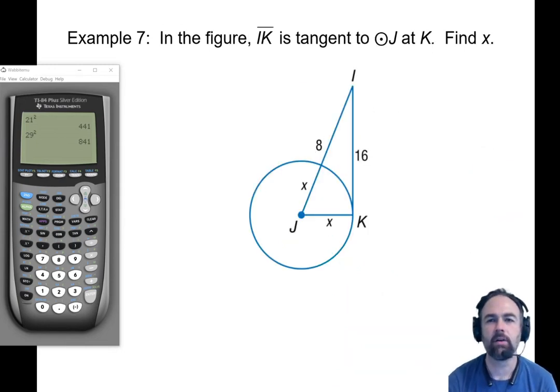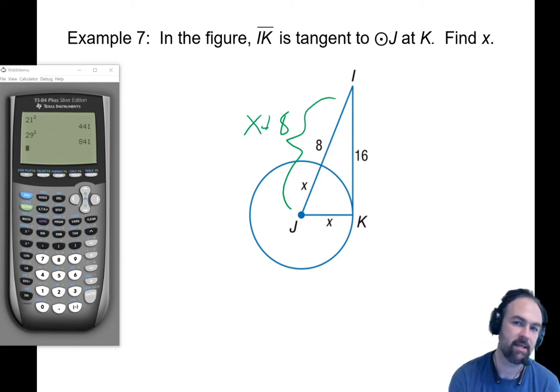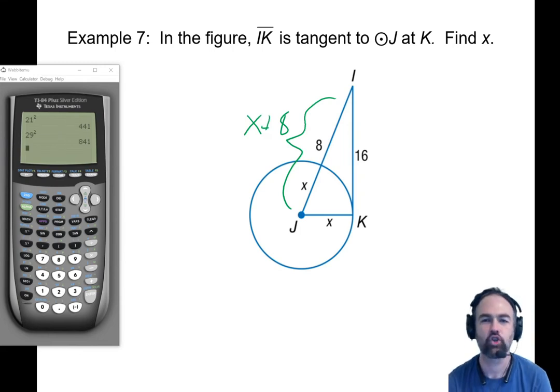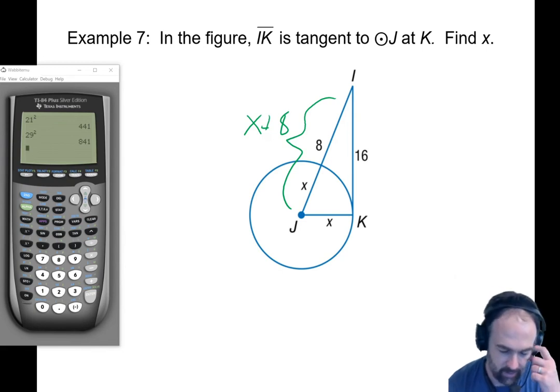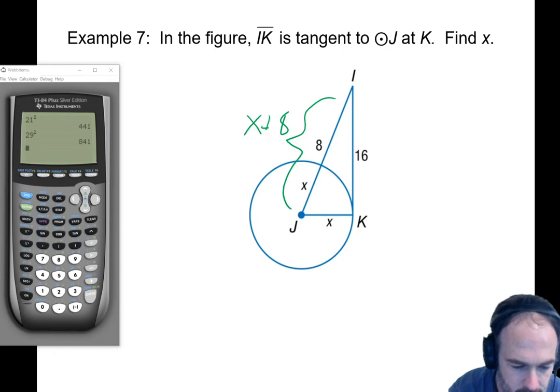All right, in the figure, IK is tangent, find X. This one is going to be a little bit different than the one before. Our three sides here, of course, A is going to be X, B is going to be 16, but here the distance from I to J is going to be X plus 8 because we've got to add in the radius plus the piece outside. That A is the piece of that line between the edge of the circle and point I. So the full thing is X plus 8. So let's go through and run our Pythagorean theorem.